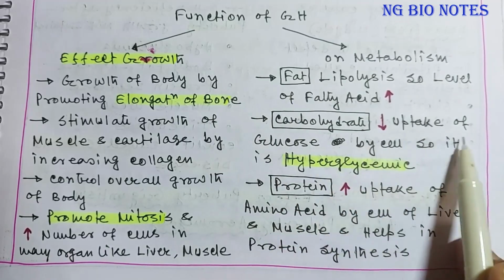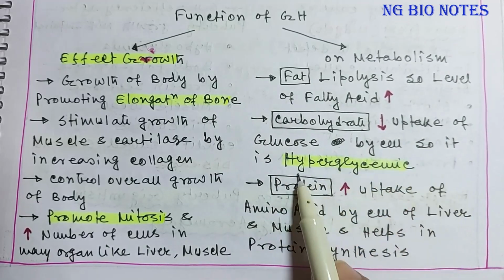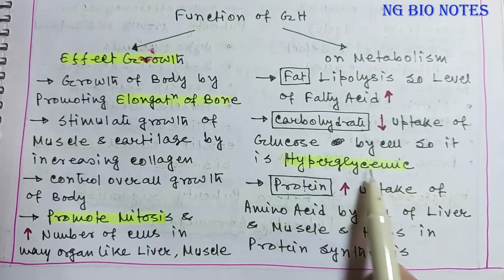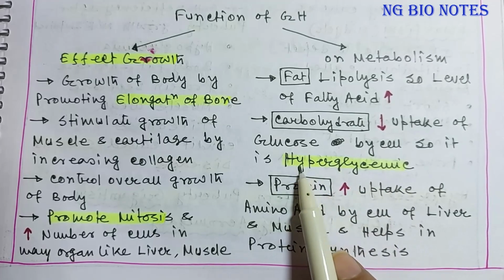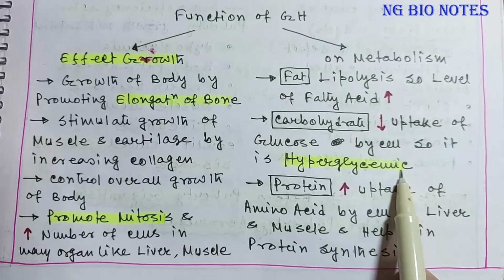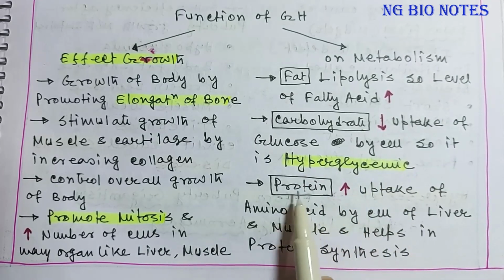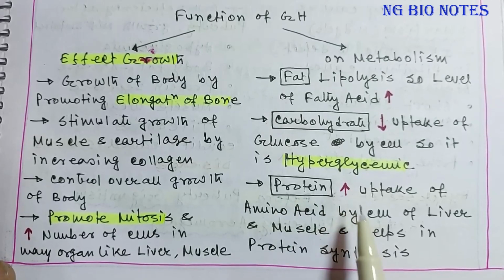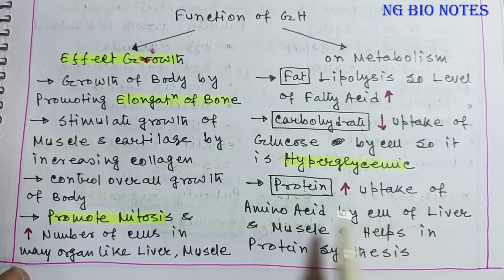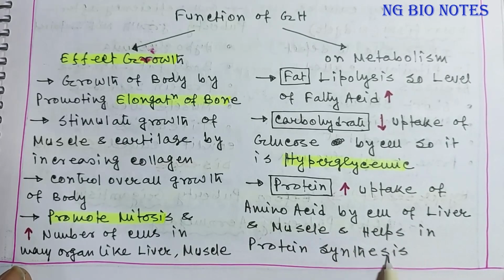Growth hormone decreases uptake of glucose by cells, so it is a hyperglycemic hormone. This is very, very important. Like glucagon, growth hormone is a hyperglycemic hormone, meaning it increases blood glucose level. Growth hormone also increases protein in our body. That means it increases uptake of amino acids by cells of the liver and muscles and helps in protein synthesis.